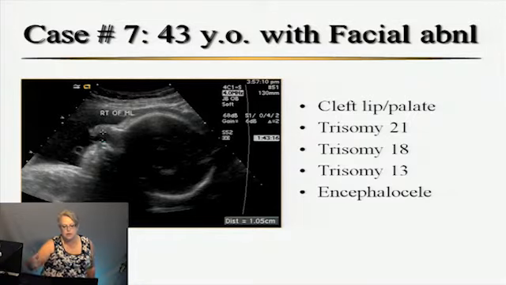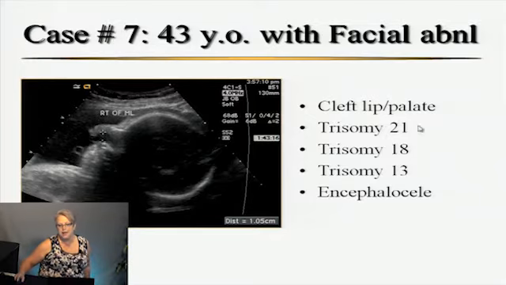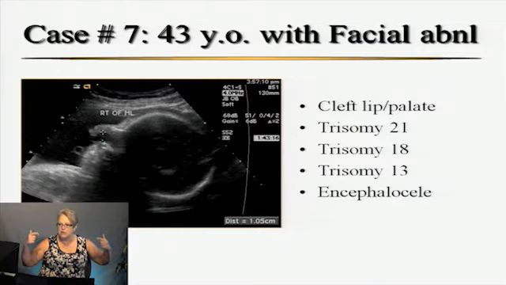So it's facial abnormalities, growth delay, single umbilical artery. So they got the basic thing, that it was growth delay, but they missed the single umbilical artery, and they missed the facial defect. But a combination of all of this, along with the age, what do you think? Cleft lip palate, trisomy 21, 18, 13, and cephalocele. So polydactyly, facial abnormality, growth delay, single umbilical artery.